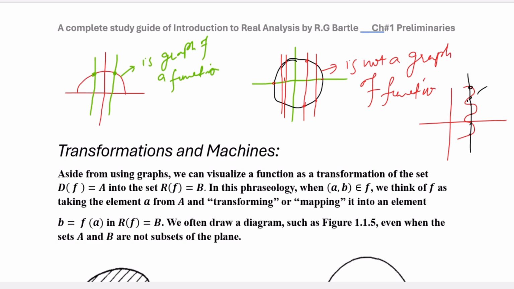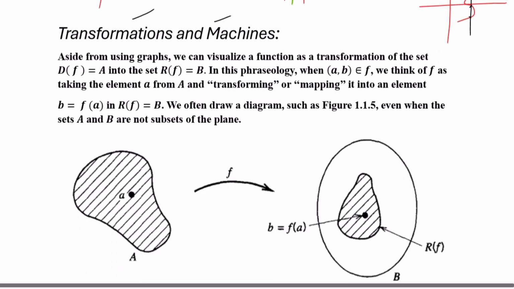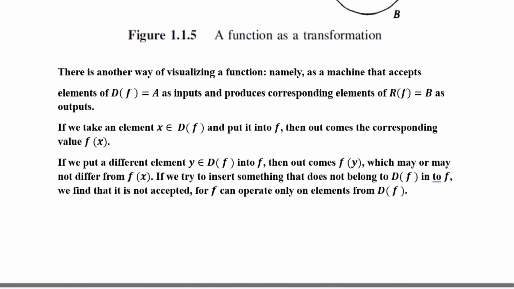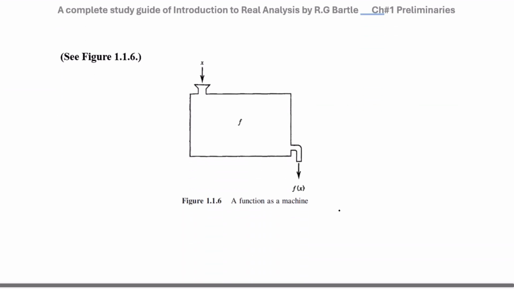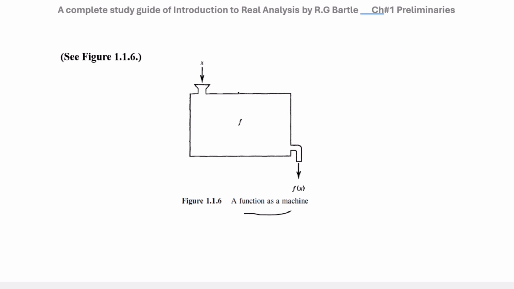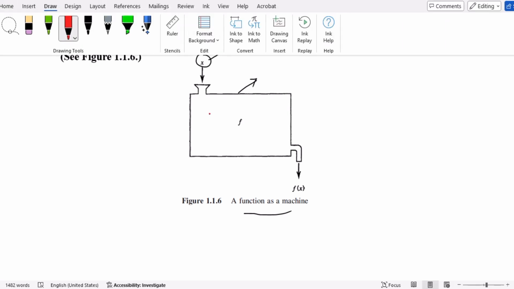In the last paragraph, that is transformation and machine. In this paragraph, the author wants to say two important things. The one important thing is that a function is like a machine. Suppose this is a grinder machine or a juicer machine. When you give any input to this machine, suppose your input is x, when you give an input x into this machine, your machine, that is here actually f.